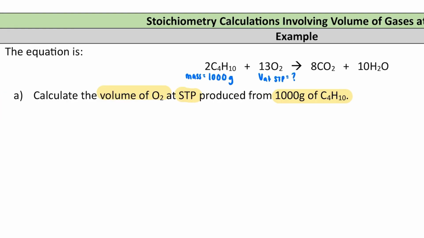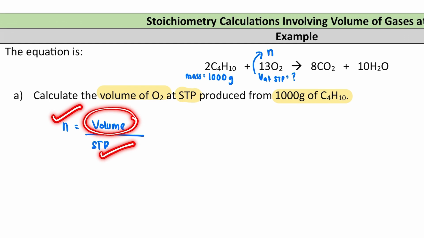So next, we need to find the volume of oxygen gas at STP. In order to find volume, the first thing we need is to find the number of mole first, because from our previous lesson we know that in order to get volume we need to know the number of mole, because number of mole equals volume divided by molar volume. In this case the molar volume is STP, standard temperature and pressure. STP is 22.4 dm³ per mole. For the number of mole, we have to find it first.